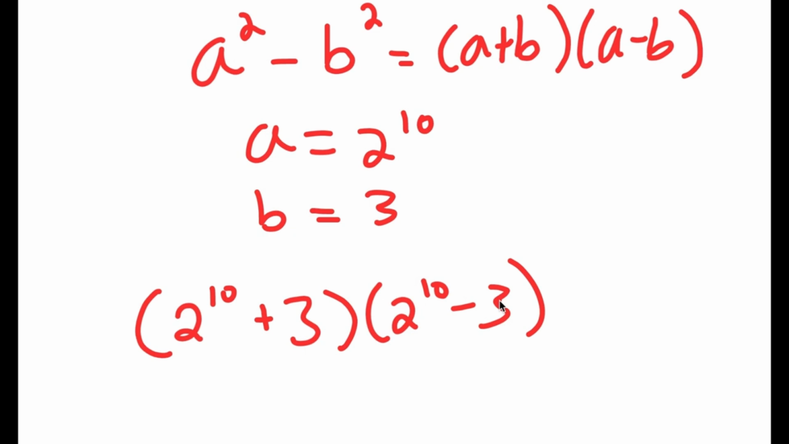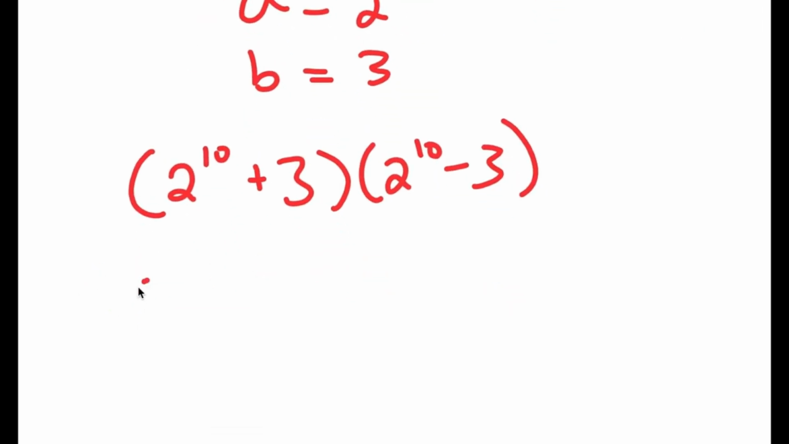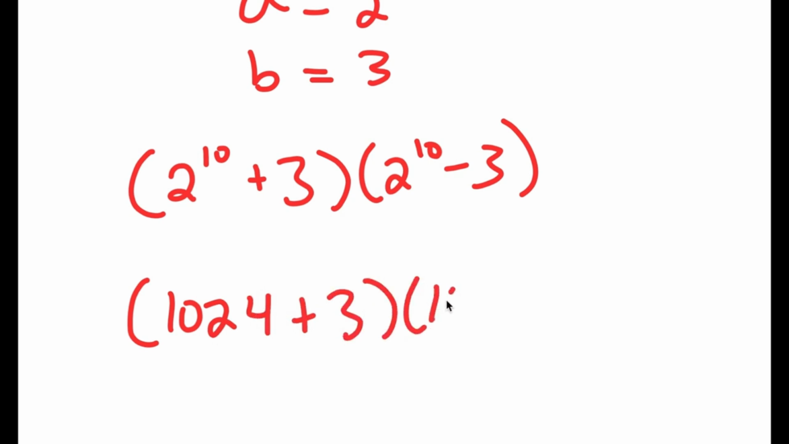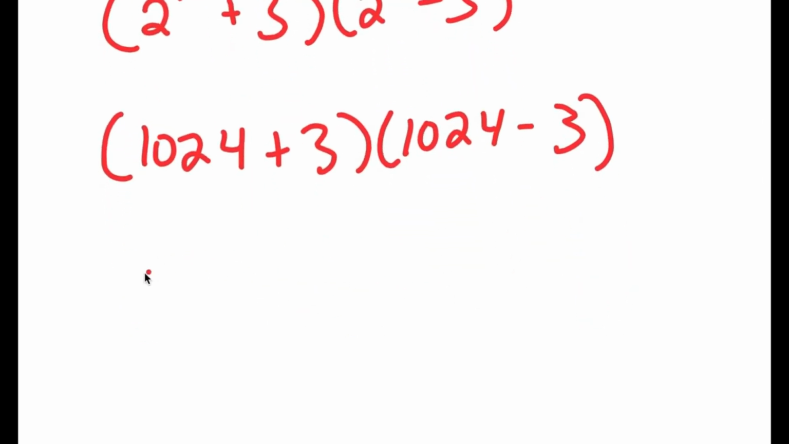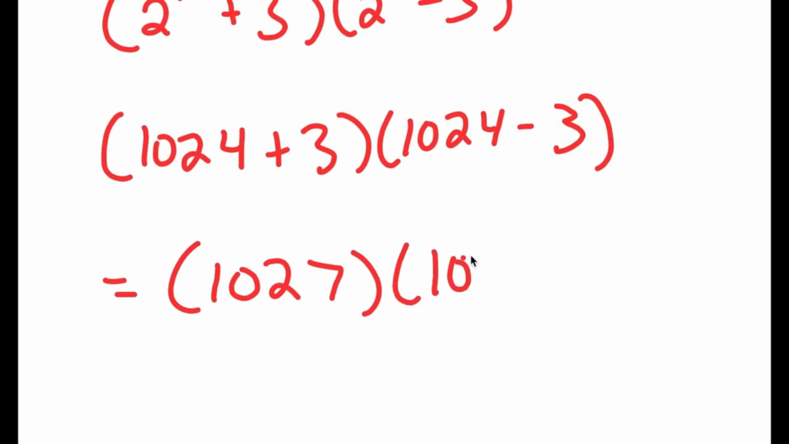Now, 2 to the power of 10 is equal to 1024. So I get 1024 plus 3 times 1024 minus 3. And this is equal to 1027 times 1021.